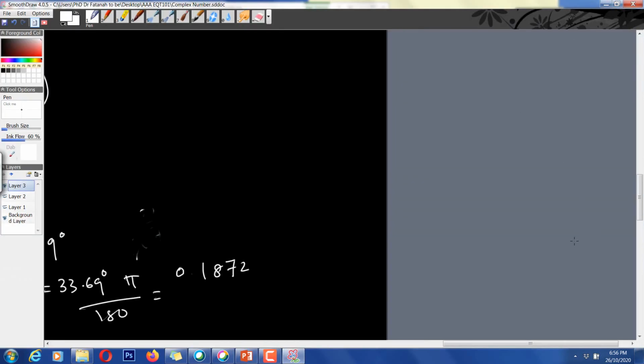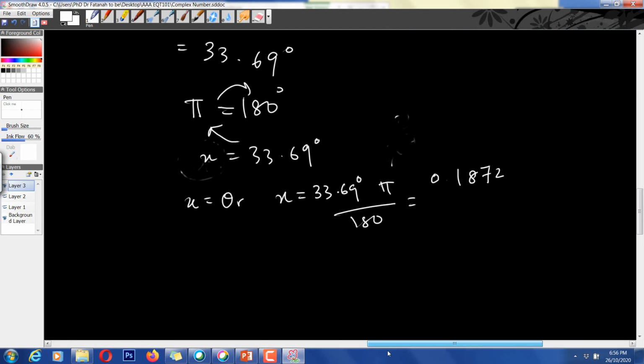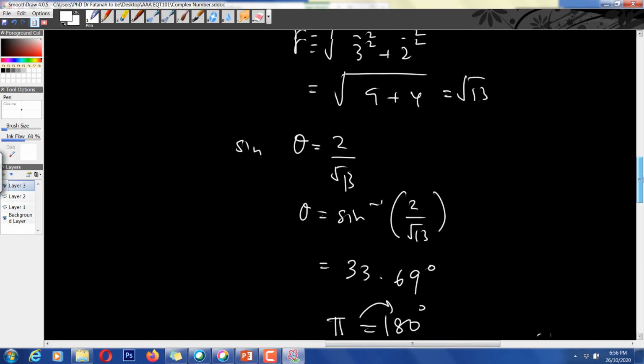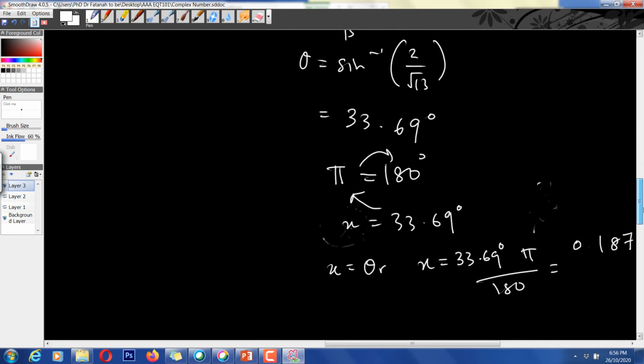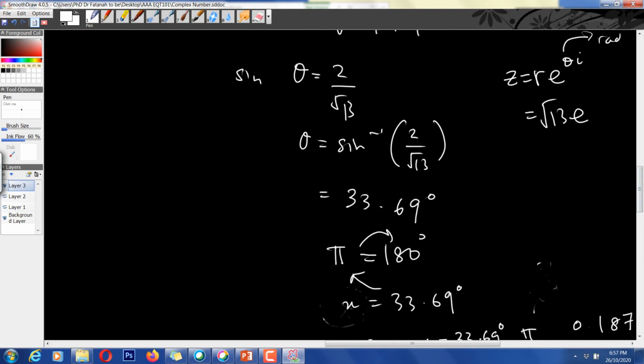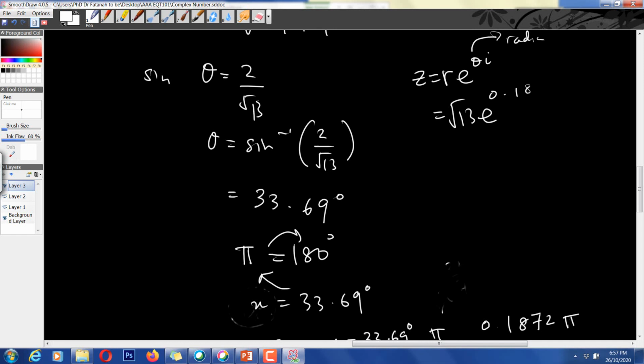So we put it into the exponential form. What is r? Here is our r: square root 13, and we have theta in radians. So we will get z equals r e to the theta I, right? So r is square root 13, and theta is in radian mode, 0.1872 pi. So z equals square root 13 e to the 0.1872 pi I. That's all. This is the answer. Easy?